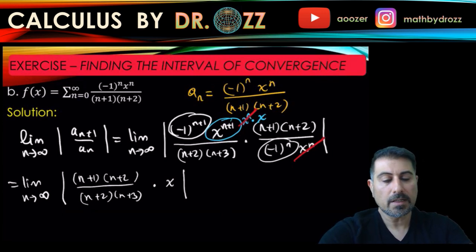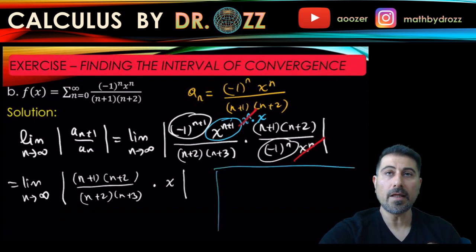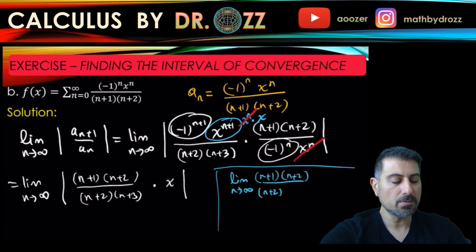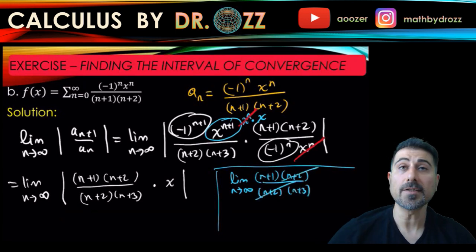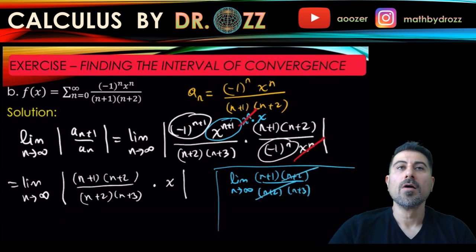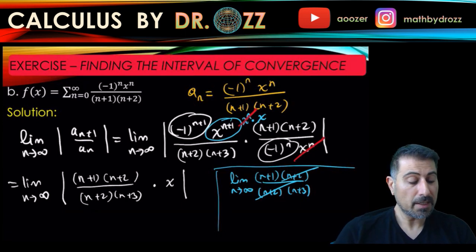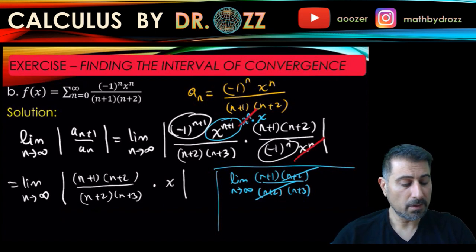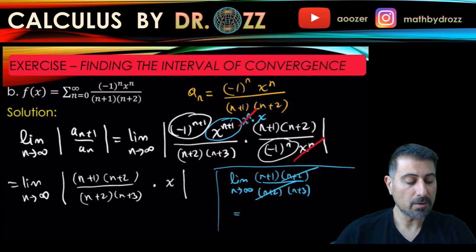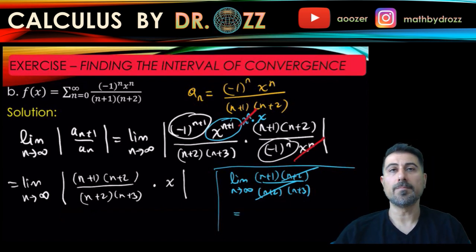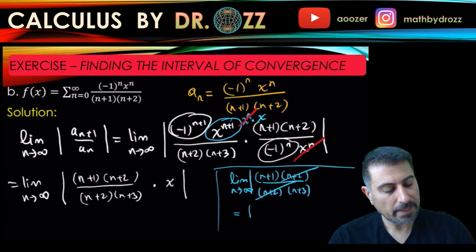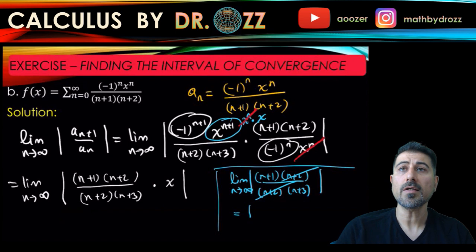So you can get a scratch paper here and think about the limit of (n+1)(n+2) over (n+2)(n+3). In fact, there's also one more cancellation here, right? If you have the top and the bottom with the same order of polynomials, the limit is the ratio of the leading coefficients, or you can simply apply L'Hopital's rule. So the limit is going to be 1. And you can put the absolute value if you want to. It's not going to change anything.